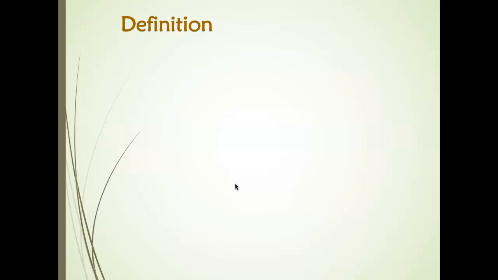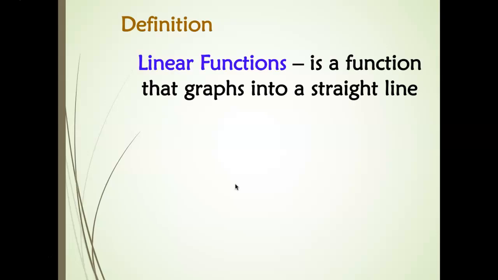Okay, so let's first define what a linear function is. It is a function that graphs into a straight line. So when you graph it, you are making a straight line. I'm sorry about the S over here. Okay, so there are four types of lines.